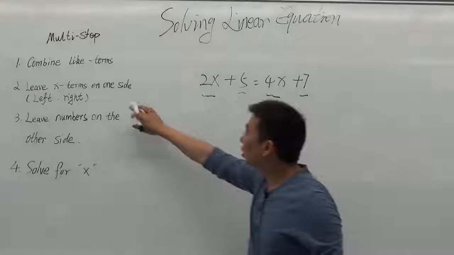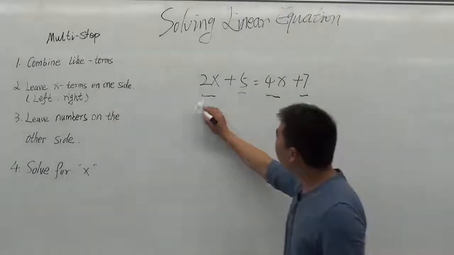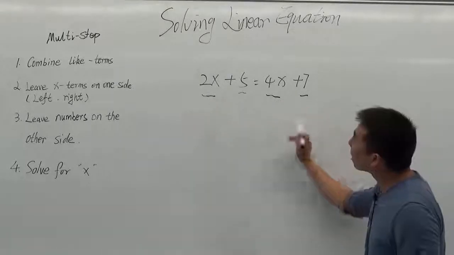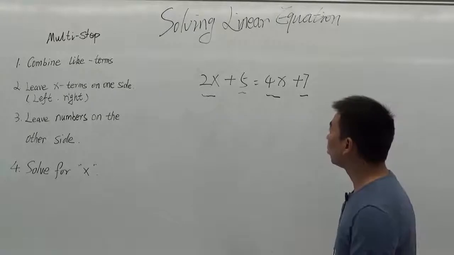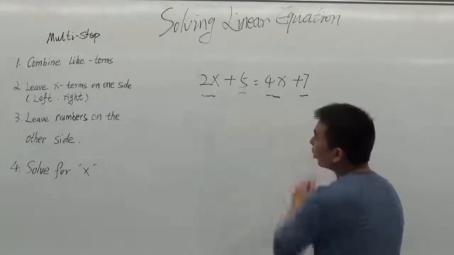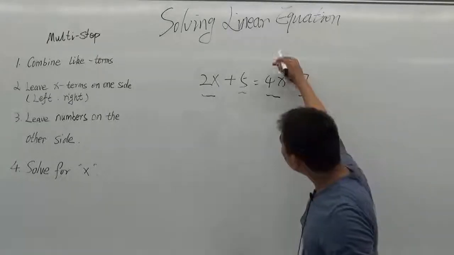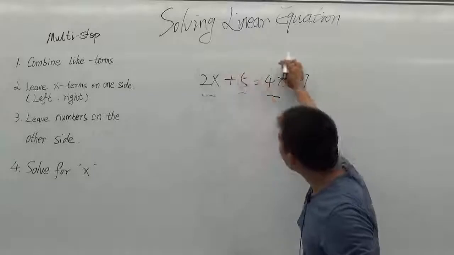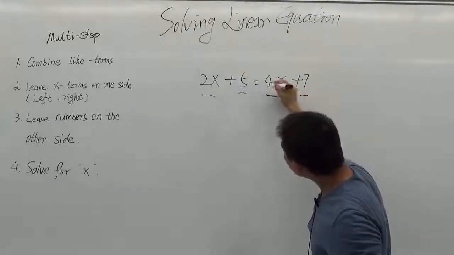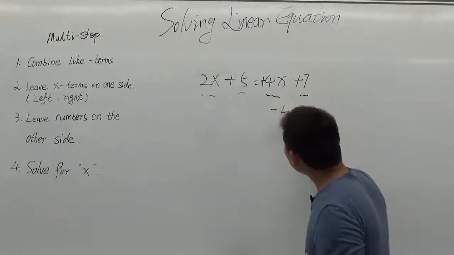Then we move to the next step, leave the x terms on one side. Here we have 2x on this side and 4x on the other side. You have a choice. You can move the x term to this side or leave the 2x on the other side. Here we're going to do both. First we can move the 4x to the other side. Here's 4x, which is actually positive 4x. So what we need to do is subtract 4x.